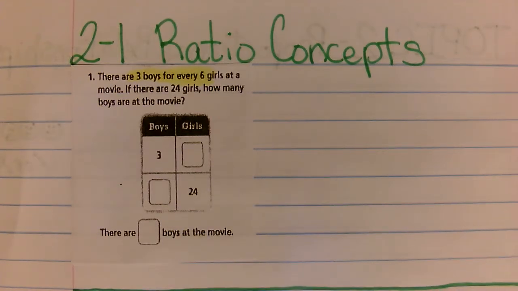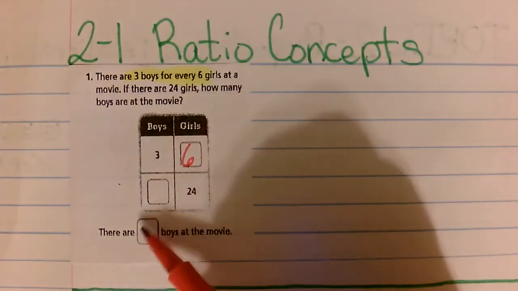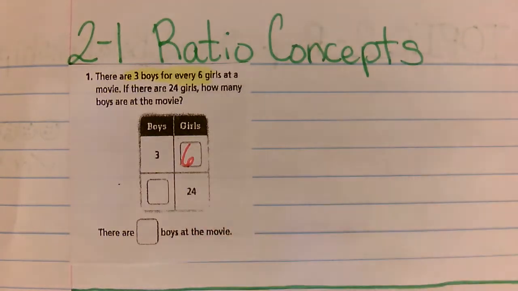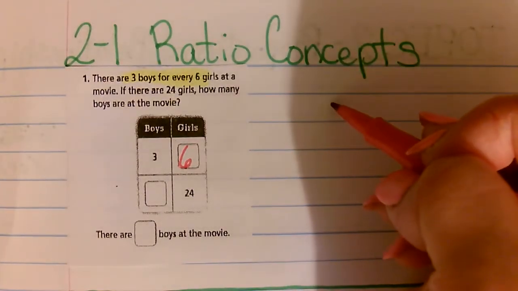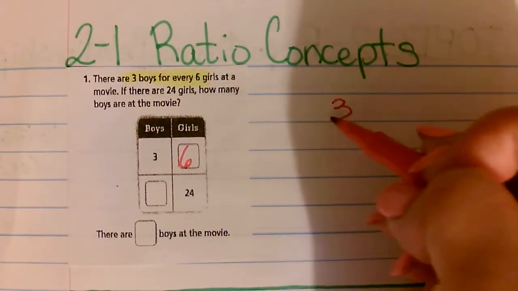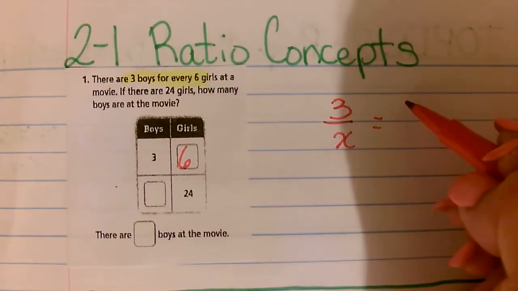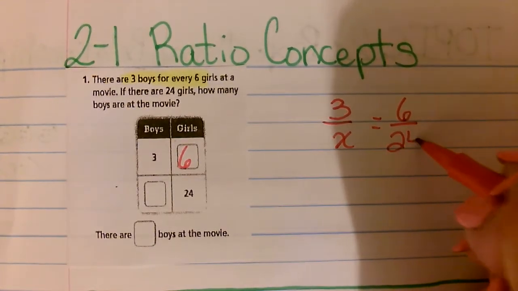Alright, we're going to start by filling in some of these blanks here with information that we have. So for every 3 boys, there are 6 girls. We want to know how many boys are at the movie. So this tells us if there are 24 girls at the movie, how many boys would there be? So we've got a ratio we built. And we write an algebraic equation from this as a proportion. 3 over the mystery number x of how many boys is equal to 6 girls to 24 girls.